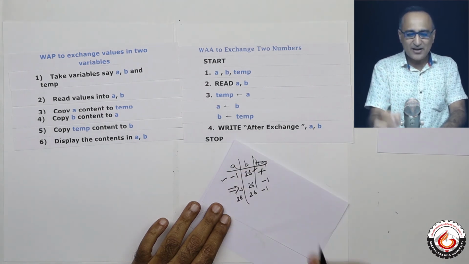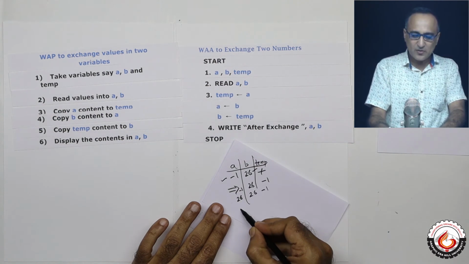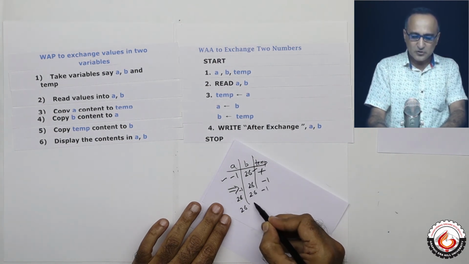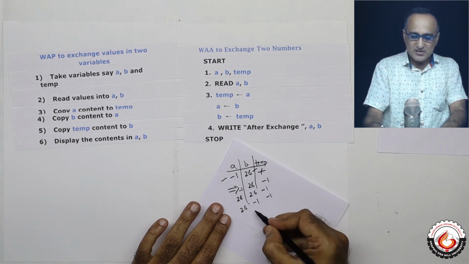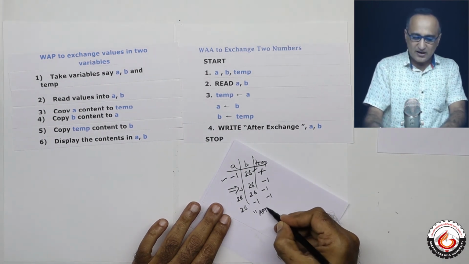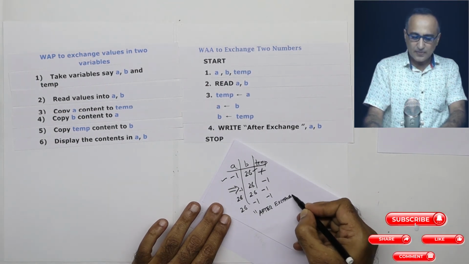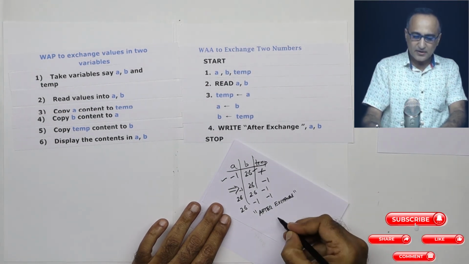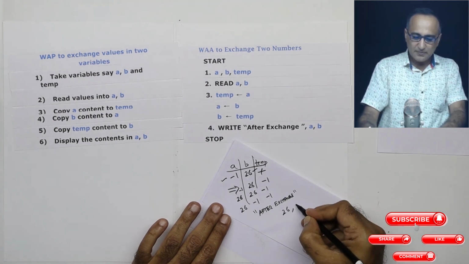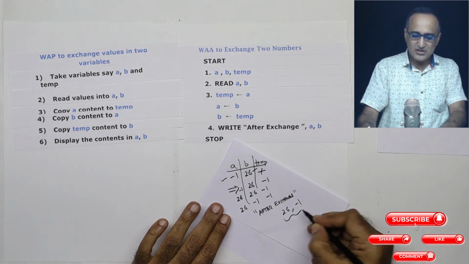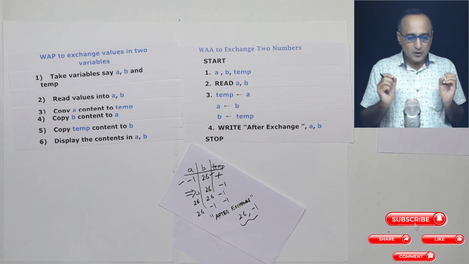Then B is assigned the value of temp. That means B, this location, will get replaced with the value of temp. So this becomes -1 and this remains -1. Now the message it's going to print is after exchange, and it's going to print A and B. It's going to print 26 and it's going to print -1. So now if you see here, the values of A and B were exchanged using a simple logic.